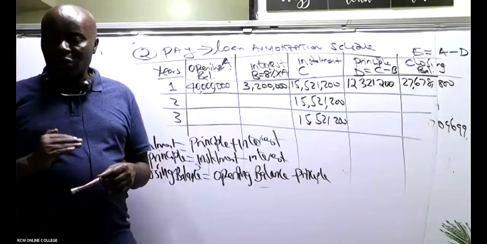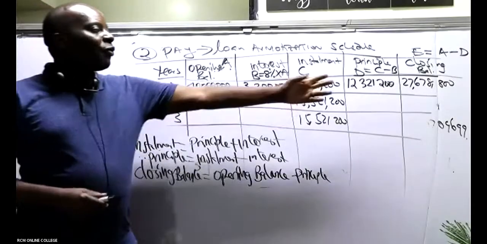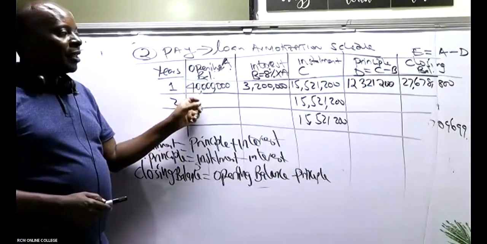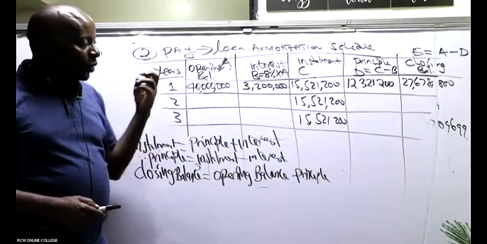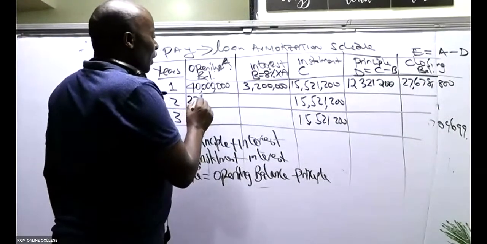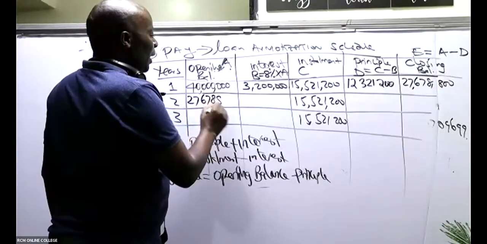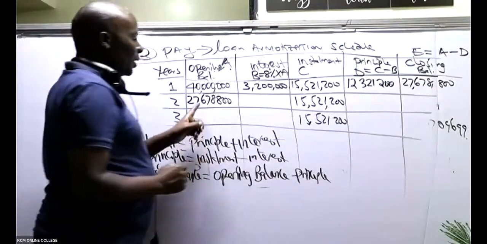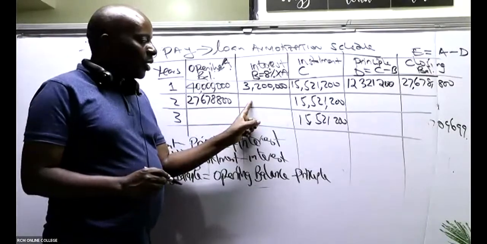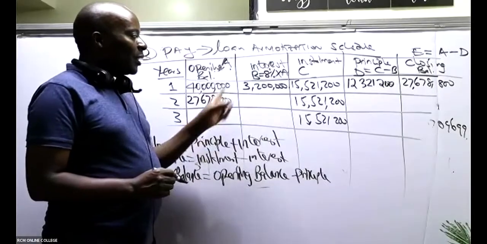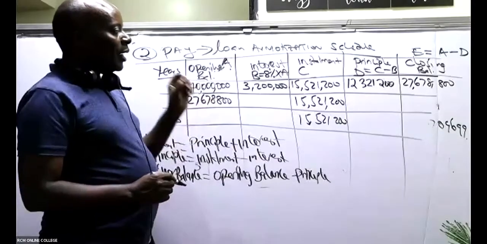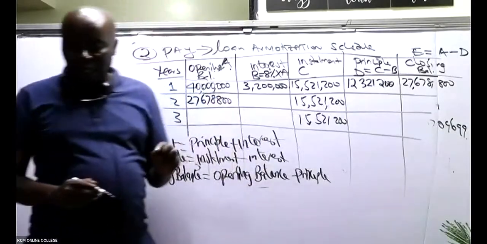Somebody, the opening balance of year number 2 will be the closing balance for year 1. So we bring this closing balance for year 1 down here. This is what we start with; we closed with it there, we shall open with it here. So we have here 27,678,800. Now this is the amount that we shall use to charge you year 2's interest. So you take this one times 8%, because interest will always be levied on the opening balance.